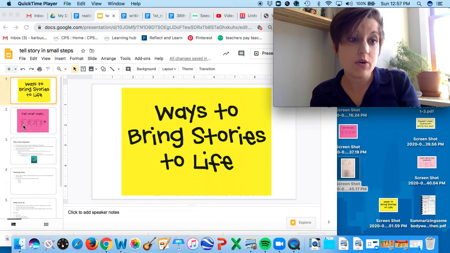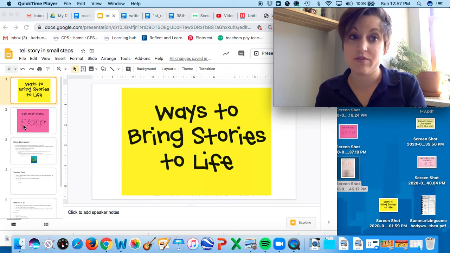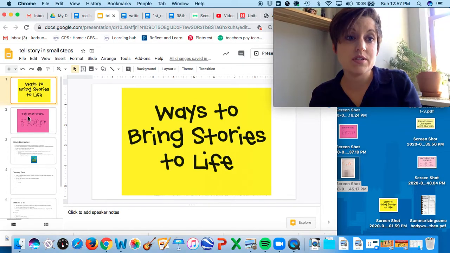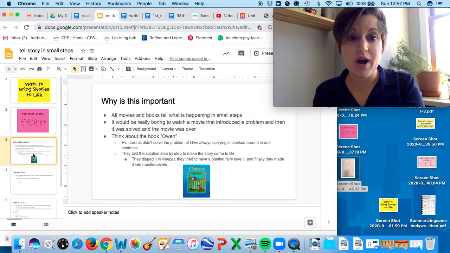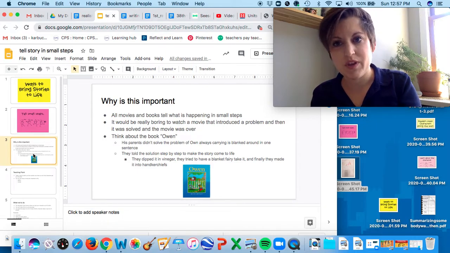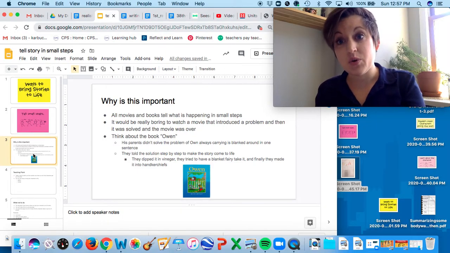Well, today we are going to think about our fourth page in our book, which is how we get our characters out of trouble. And we are going to be looking at a strategy today called telling this in small steps, okay? So I want us to think about when you go to see a movie or read a really great book, they tell that story in small steps. They don't give everything away in just one page.